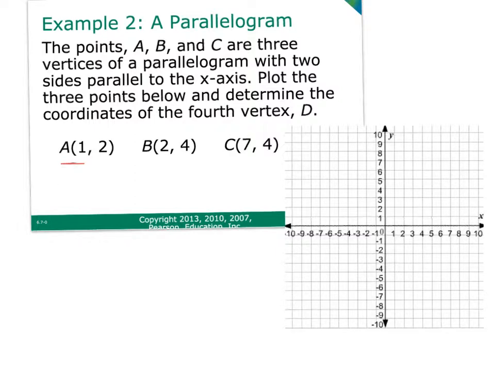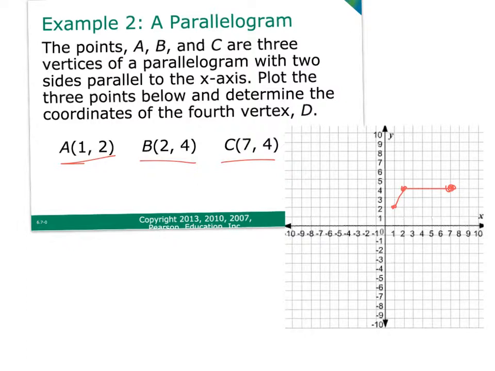Okay, so let's plot point A, which is located at 1, 2. So we'll need to go right 1 space and up 2 spaces. Plot B, which is located at 2, 4, so we'll go right 2 spaces and up 4 spaces. And we need to plot C, which is located at 7, 4. So we'll go right 7 spaces and up 4 spaces. Our goal is to find the 4th part of the parallelogram.